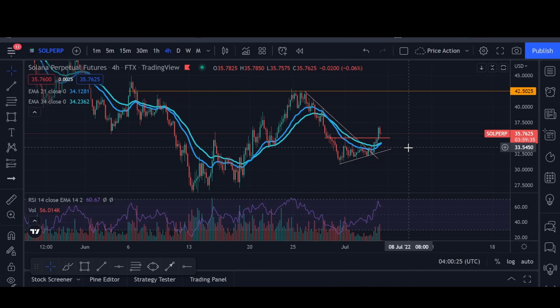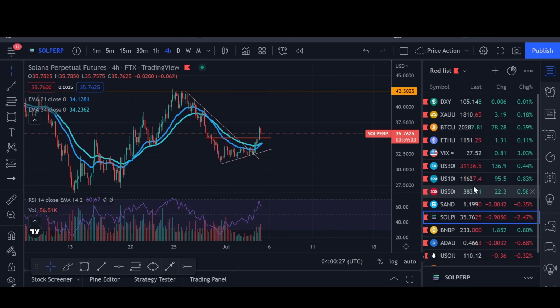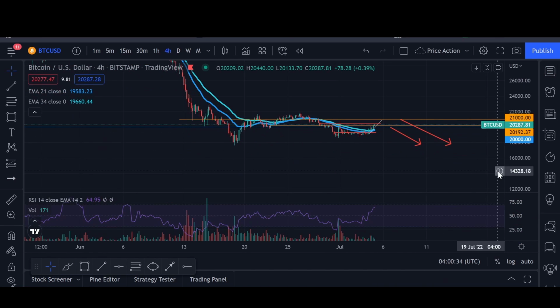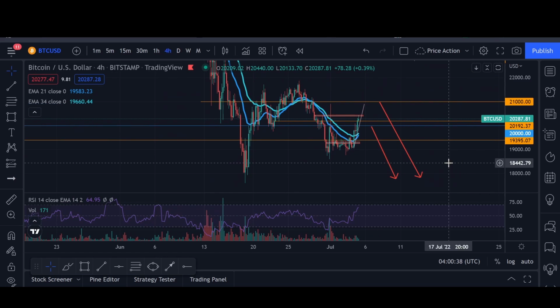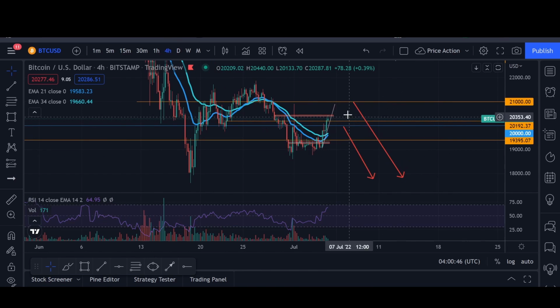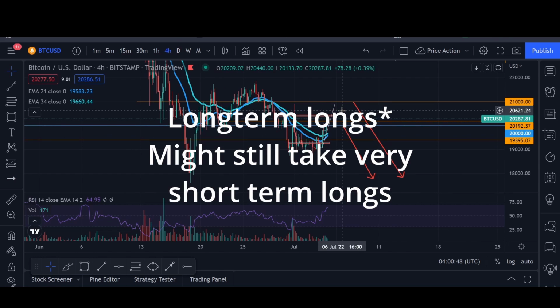So what are my plans right now? Again, all my trading on alts is based on Bitcoin. Right now, I do not want to long because the overall market is still very bearish, so I'm just looking for short trades. No matter what happens right now with the relief rally, I won't go for longs.